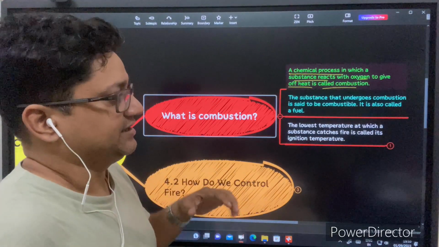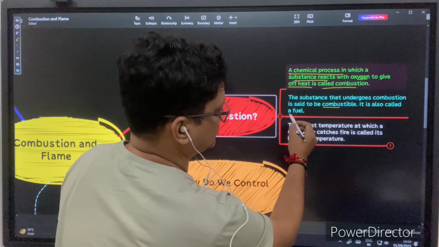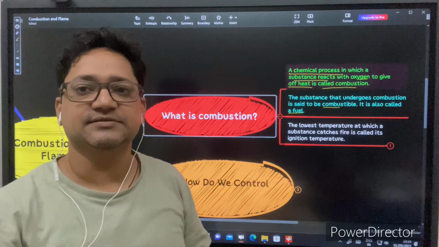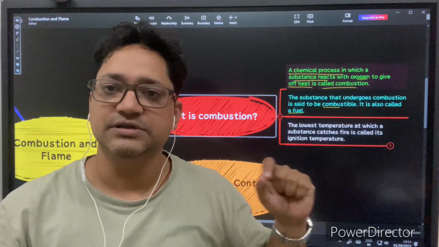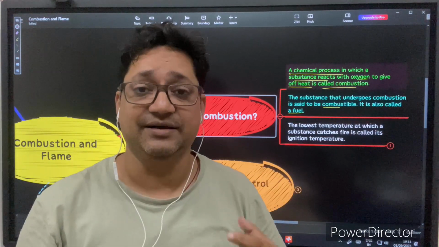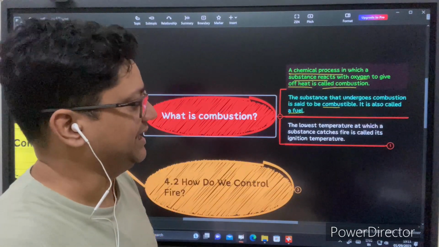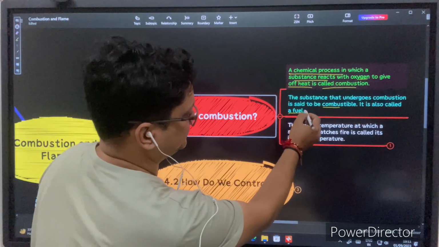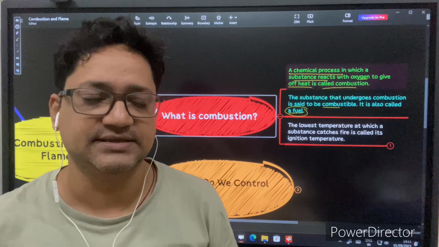Second, the substance that undergoes combustion is said to be a combustible substance, and it is called fuel. Any substance that we are considering for combustion is called a combustible substance, and they basically act as a fuel.